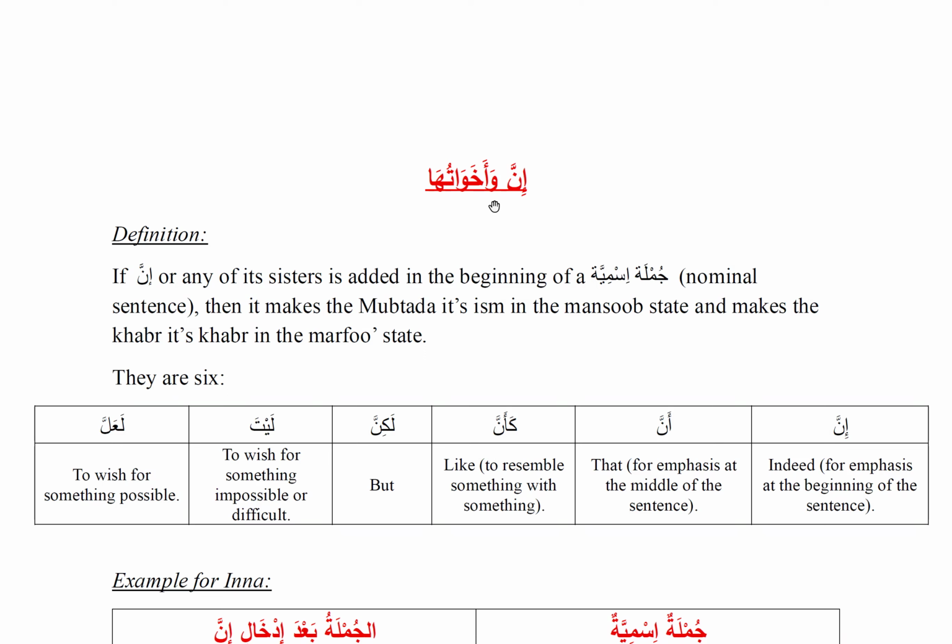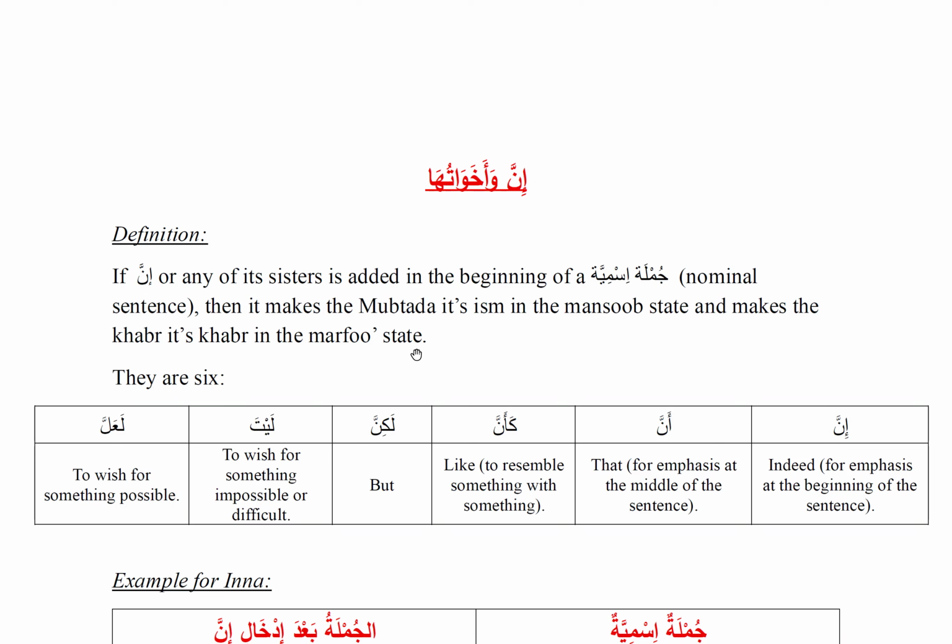Inna wa akhawatuha. Inna and its sisters. The definition is, if inna or any of its sisters is added in the beginning of a jumla ismiya, which is a normal sentence, then it makes the mubtada its ism in the mansoob state, and makes the khabar its khabar in the marfu' state.